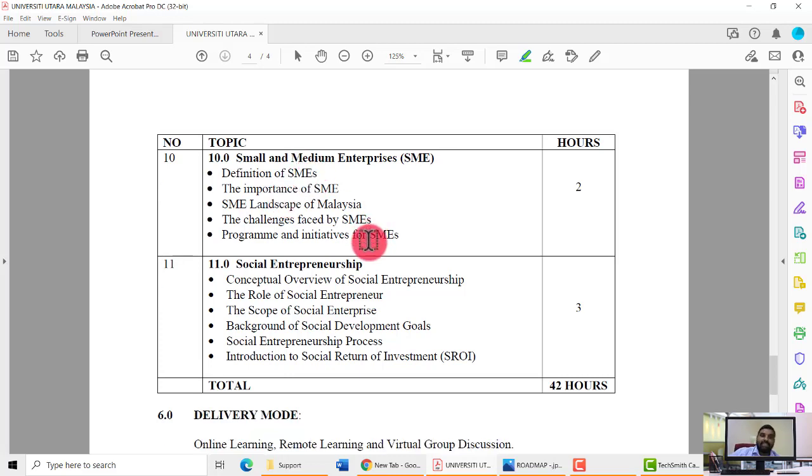And the last topic is social entrepreneurship. You will learn about the conceptual overview of social entrepreneurship, and also the role of social entrepreneurs. Social entrepreneurs are those who are doing business, but they embed some social components in their business, and they will look into SROI, social return on investment. It means they are investing money. The profit is not the major component, but they will think about what the social returns are. So I will expose a lot of things about social entrepreneurship in this topic.